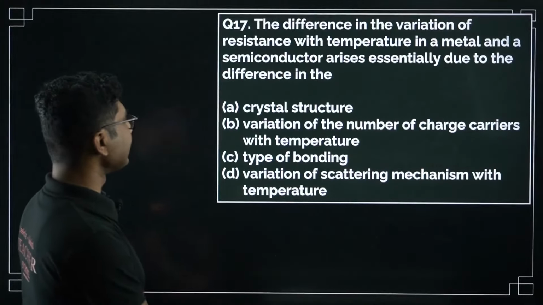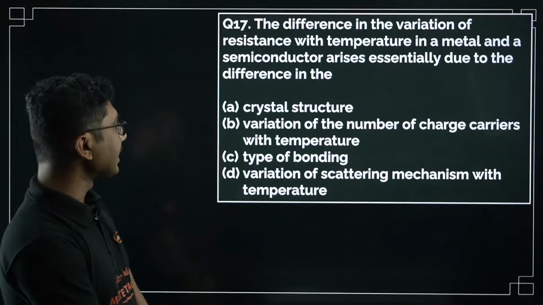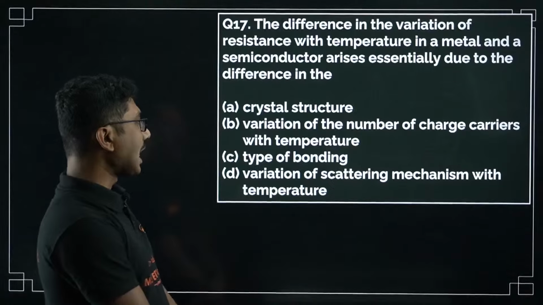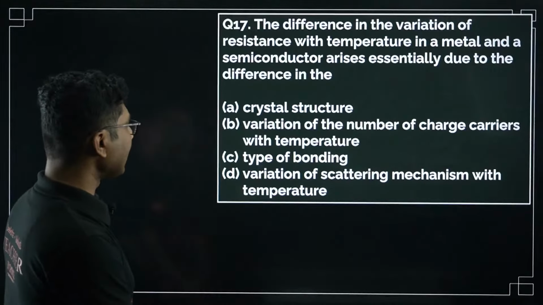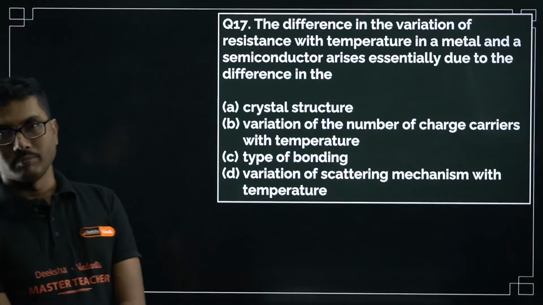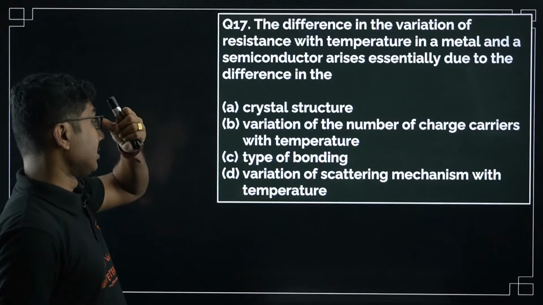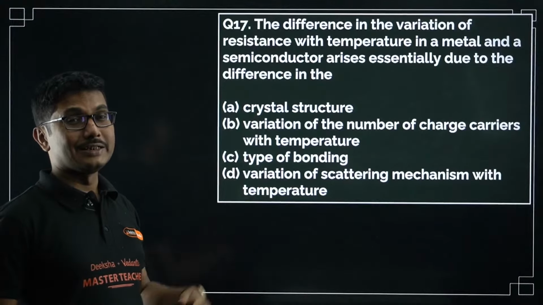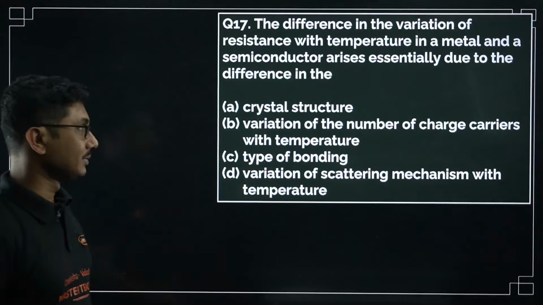Next question. The difference in the variation of resistance with temperature in metals and semiconductor arises essentially due to the difference in the crystal structure, variation in the number of charge carriers with temperature, type of bonding, variation of the scattering mechanisms with the temperature. Let's answer this question. Why semiconductors' resistivity decreases with increase in temperature compared to that of the metals?